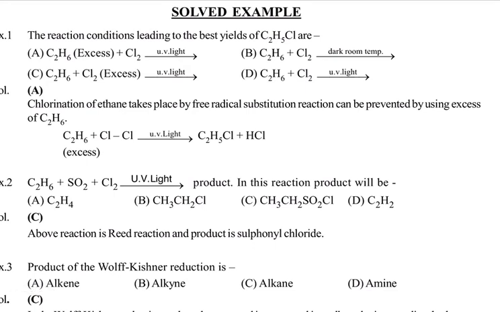We'll discuss which reaction conditions lead to the best yield of ethyl chloride. To get ethyl chloride, the alkane reacts with the halogen in the presence of sunlight, and we have to take an excess of alkane. When excess alkane reacts with chlorine in the presence of sunlight, you can get ethyl chloride in the best yield, in more quantity.